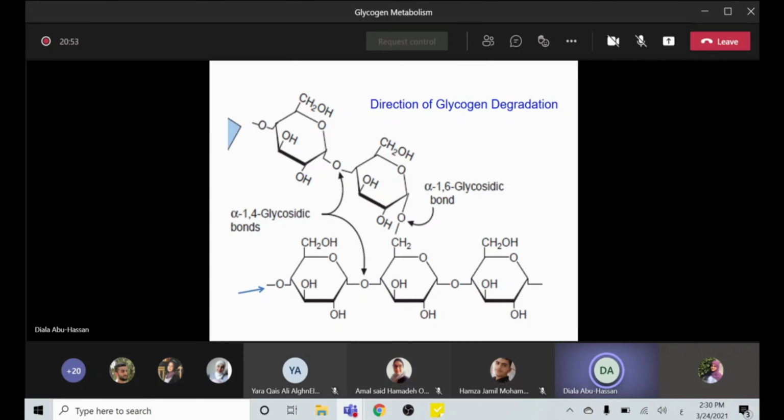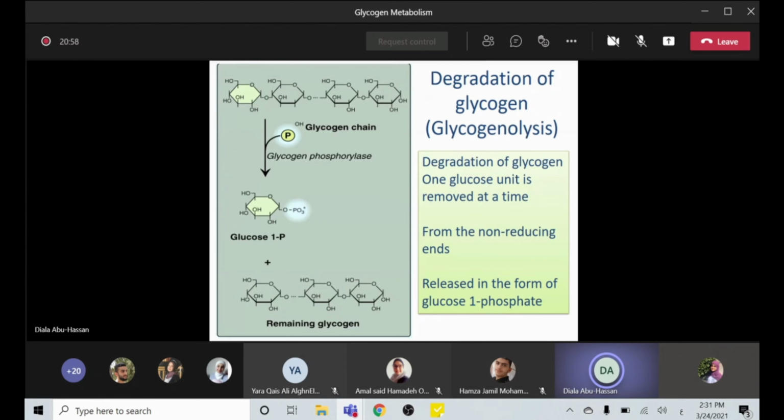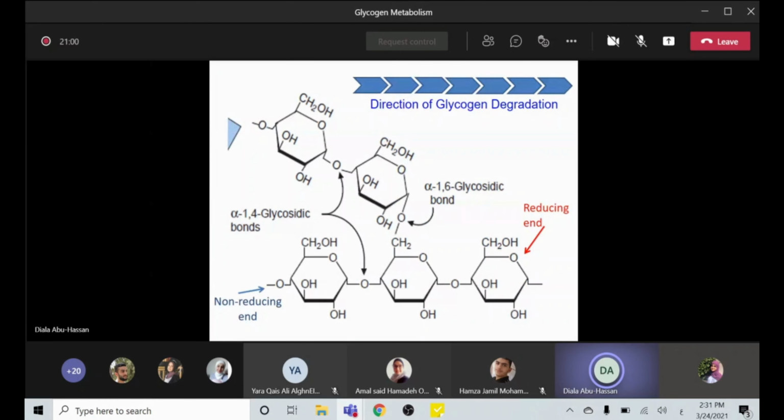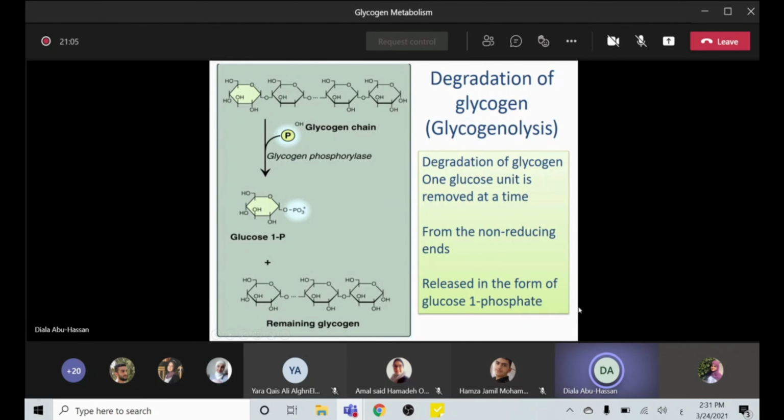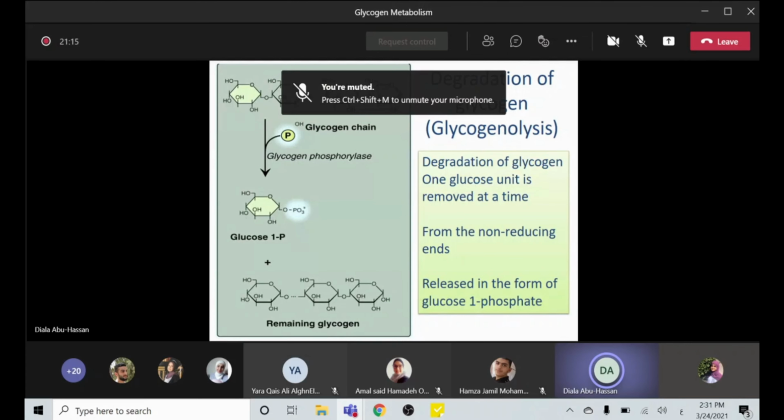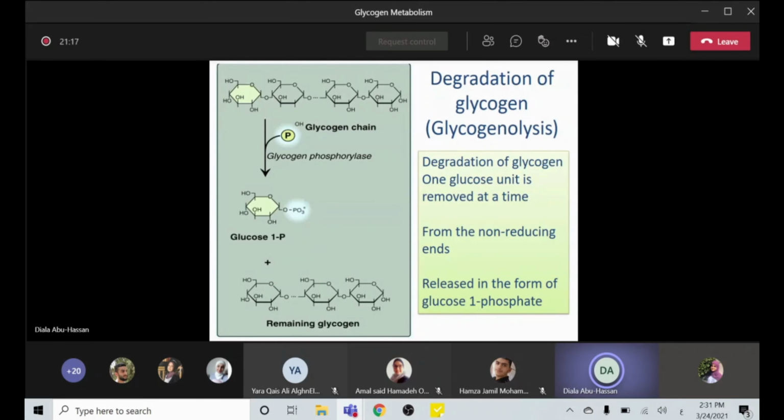So it starts at the non-reducing ends, towards the reducing ends. So let's discuss the steps one by one and involve the enzymes that are necessary for these reactions. So again, this is the main chain of glycogen. On the right side, this is the reducing end. On the left side, this pale blue is the non-reducing end.